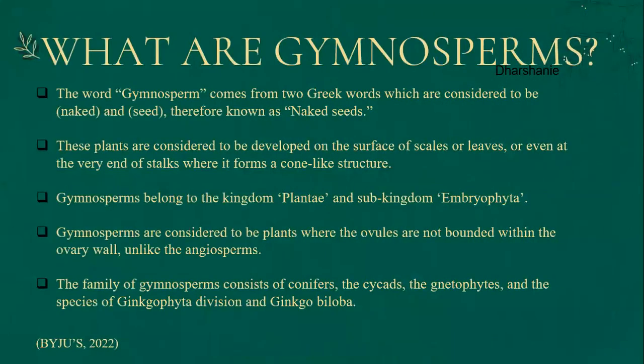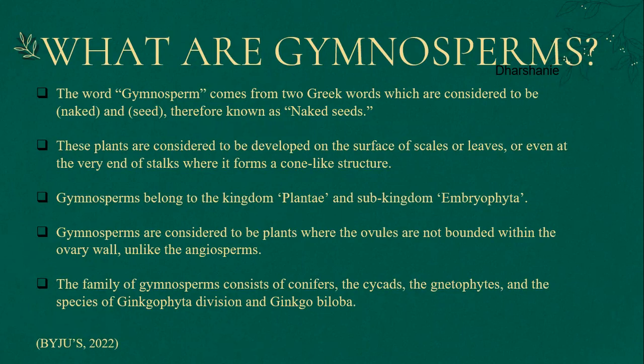The word gymnosperm comes from the Greek words for naked and seed, thus known as naked seed. They are considered to be seed-producing plants. However, unlike angiosperms, gymnosperms produce seeds that do not develop into fruit. The seeds develop on the surface of scales or leaves, or at the end of stalks, which most likely form a cone-like structure.